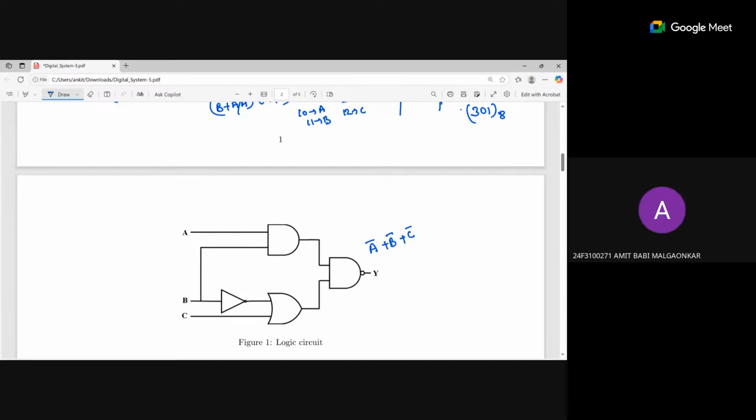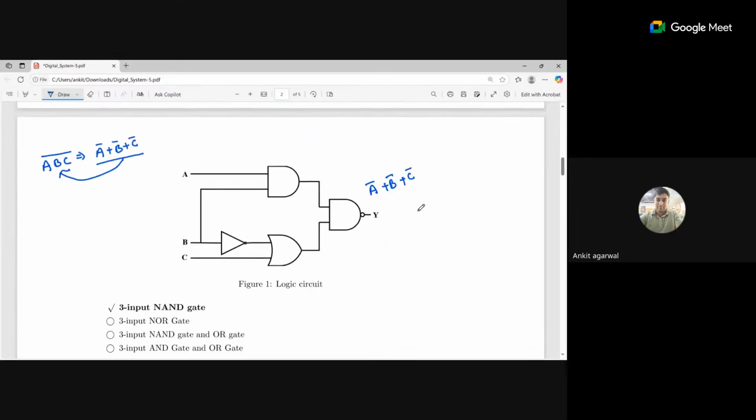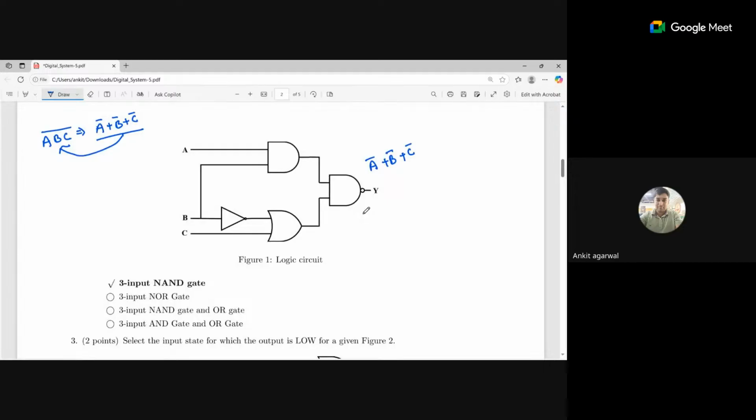Yes, sir. A bar plus B bar plus C bar. So we know that if we apply the De Morgan theorem, this particular AND gate will be converted to the OR gate. So it is A bar plus B bar plus C bar. Okay, so I can write this in the form of A, B, C, OR bar. The answer is 3 input.